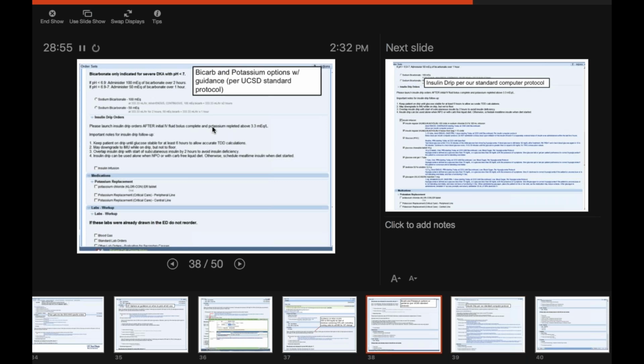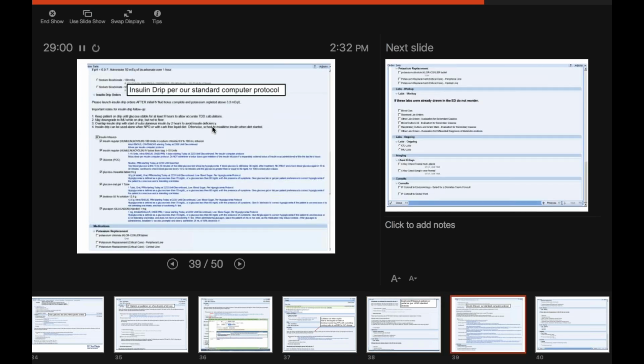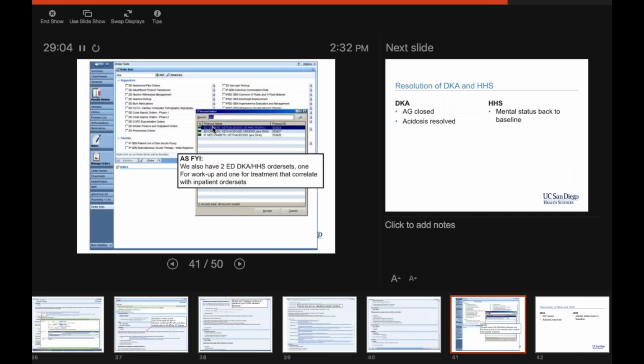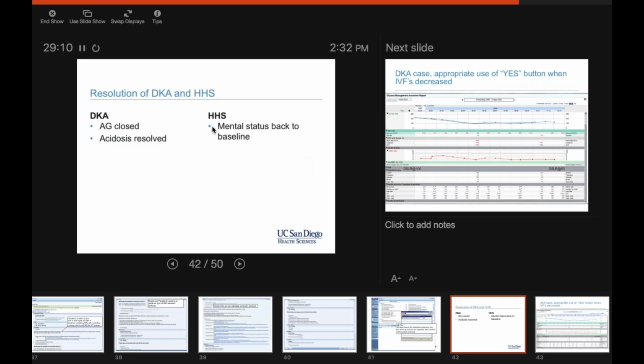And then, of course, the bicarb, the potassium, all with guidance, are all in that order set, and then the insulin drip per our standard protocol. And then the labs if they missed it. And there's also order sets in the ER, so they should be doing the same management there.